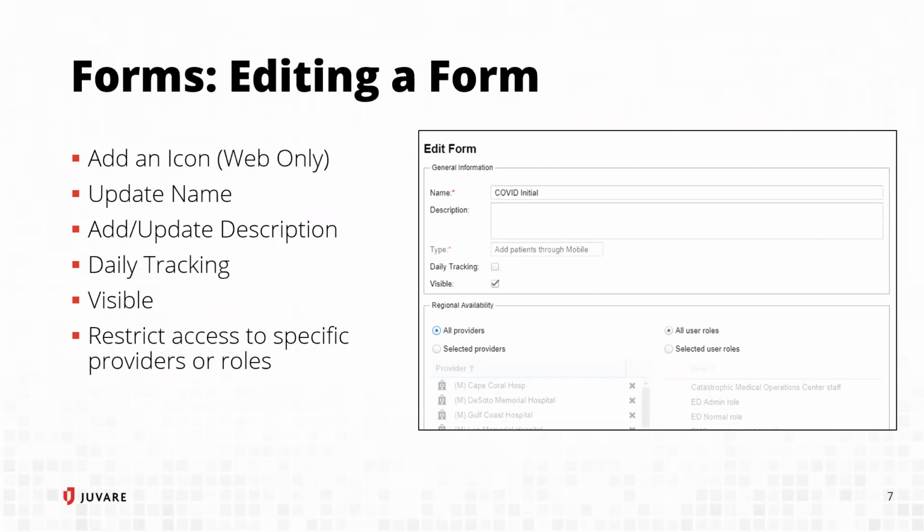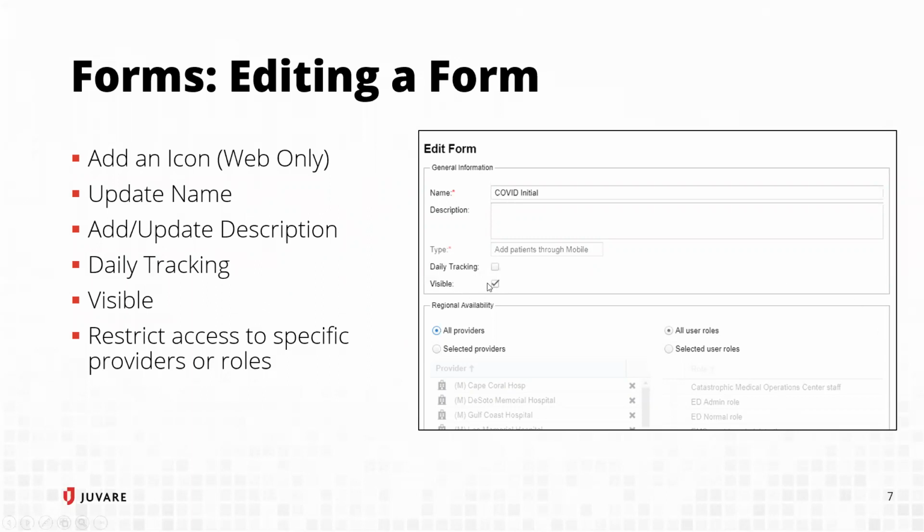You can update the name of the form, so maybe you got a form from somebody else and you want to change it. You can go ahead and do that. You can also update the description, which is basically just what that form is about. We talked about that daily tracking. When you turn that on at the regional level, it then gives you this opportunity on any form to add patients to select daily tracking. When that's selected, that means when you start a run, that's one of the forms that will be visible for you.